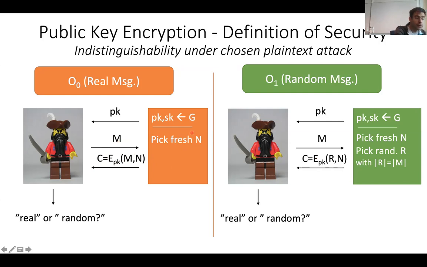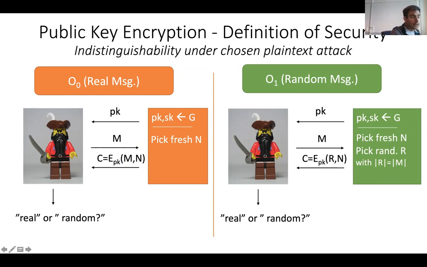So the main differences between this definition and the one we saw in the previous lecture is that the box produces the public key and the secret key and sends the public key to the adversary. In the symmetric key game, there was no public key, so nothing was sent to the adversary. And then the adversary can, like in the previous game, choose a message, send it to the box, and then receive the encryption.